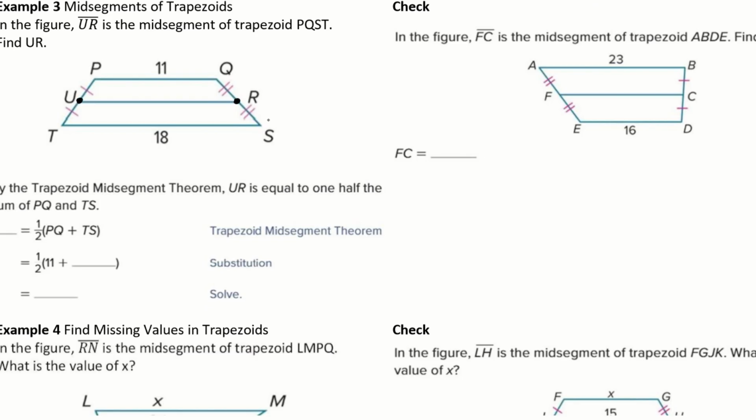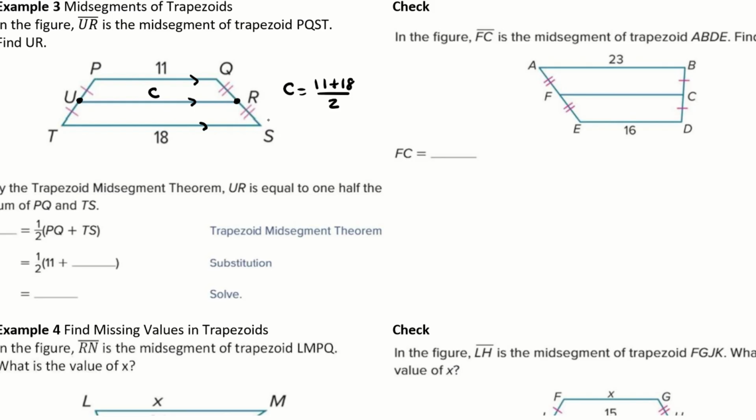So these are parallel. In order to get C, we would add these up and divide by 2. So C is 11 plus 18 divided by 2. That's how we get that. But let's just use a description here. It says, by the trapezoid midsegment theorem, UR is equal to 1/2 the sum of PQ and TS. That's what we wrote here.